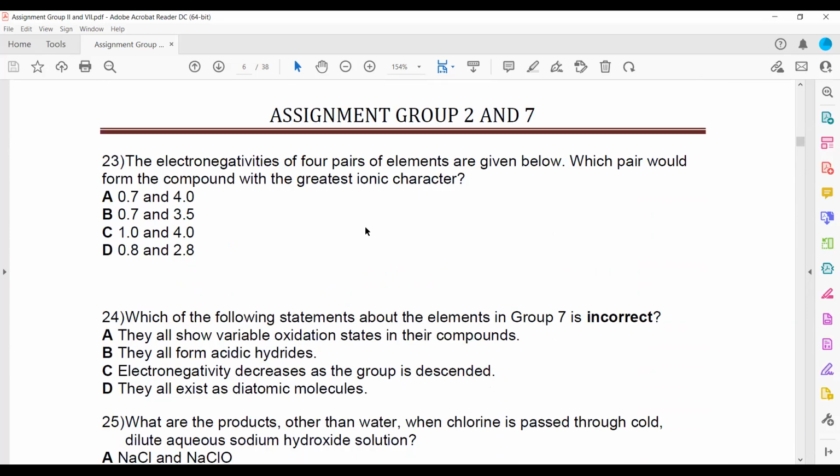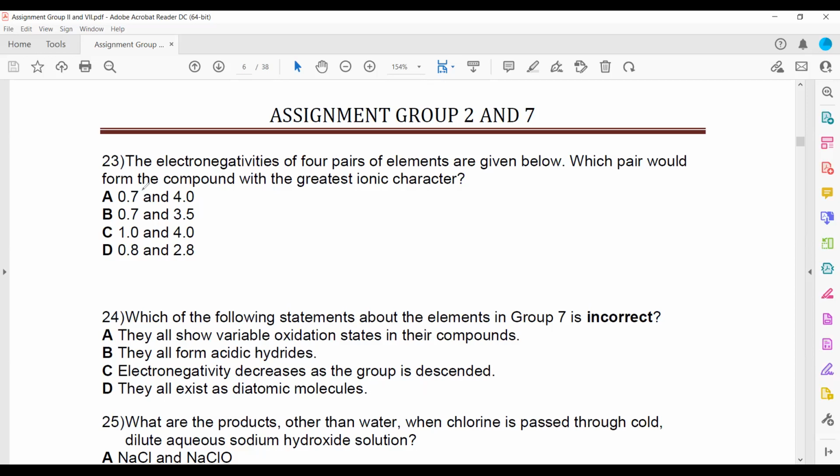In question 23, the electronegativities of 4 pairs of elements are given below. Which pair would form a compound with the greatest ionic character? To form a compound with the greatest ionic character, there should be a greater difference in electronegativity. A greater difference means a complete transfer of electrons. As a result, it will have the greatest ionic character.